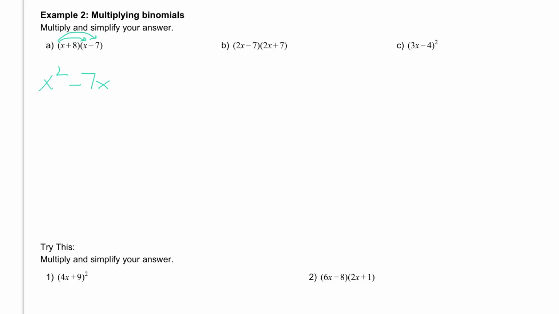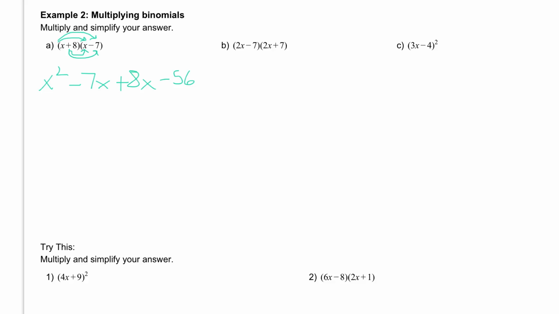So I did this x right here times everything over here. Now I have to do the same with the 8. So I'm going to take 8 times x, which is a positive 8x. And then I'm going to take 8 times negative 7, which is a negative 56.